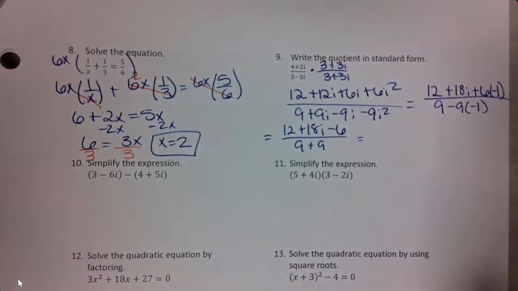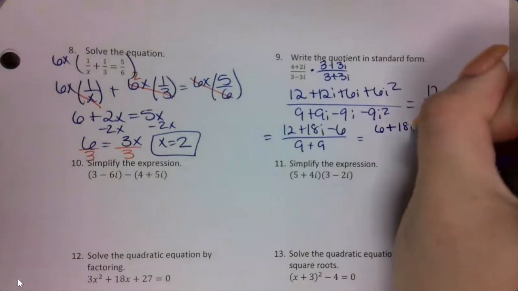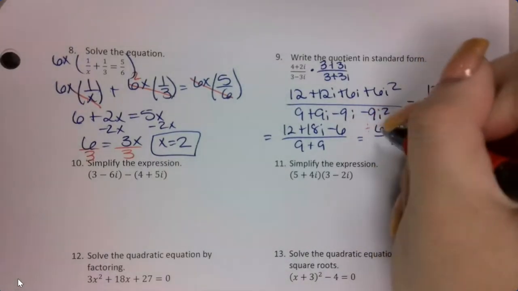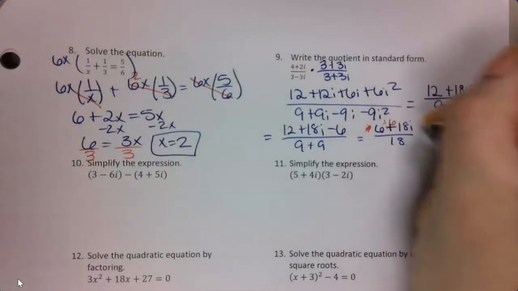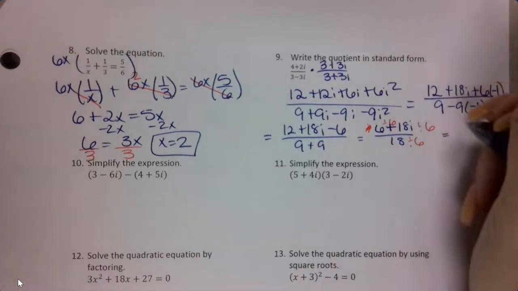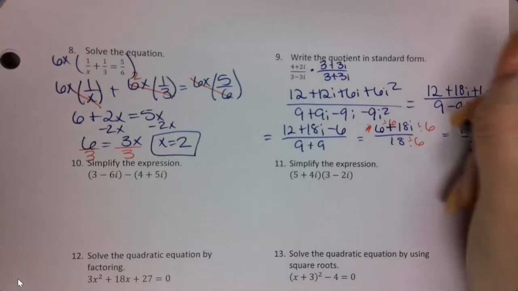I want to combine like terms again. 12 minus 6 is 6, plus 18i, divided by 18. All three of these numbers are divisible by 6. So I want to divide them all by 6. This gets me 1 plus 3i over 3 as my final answer.